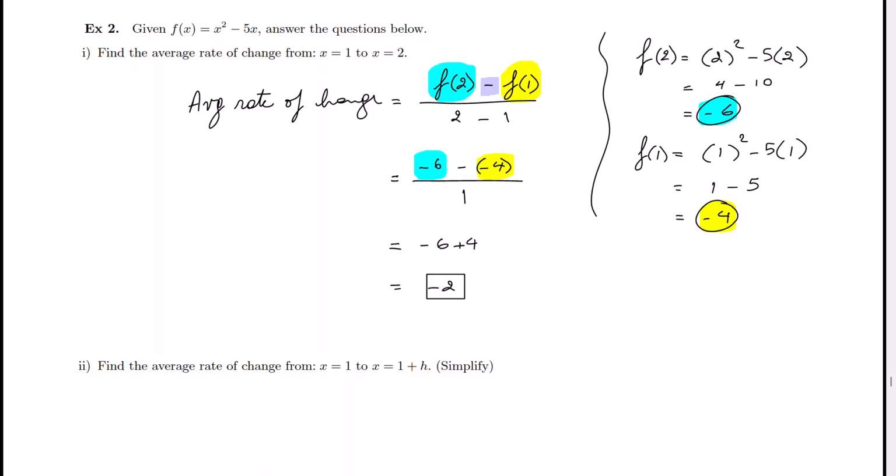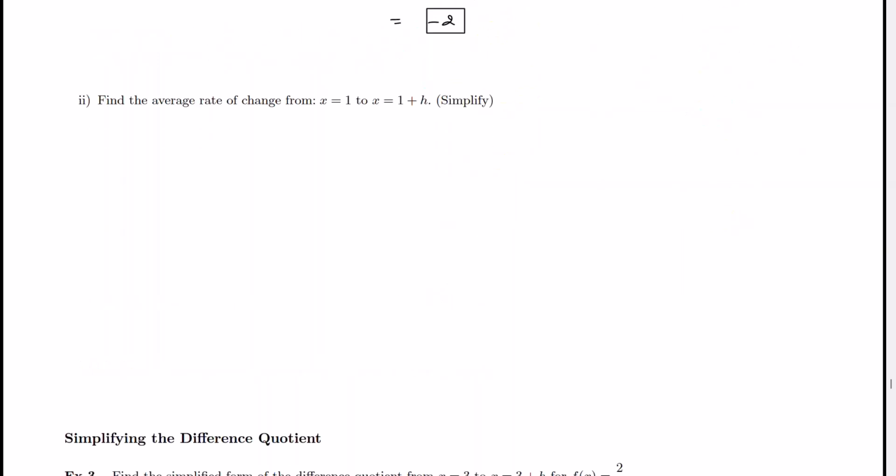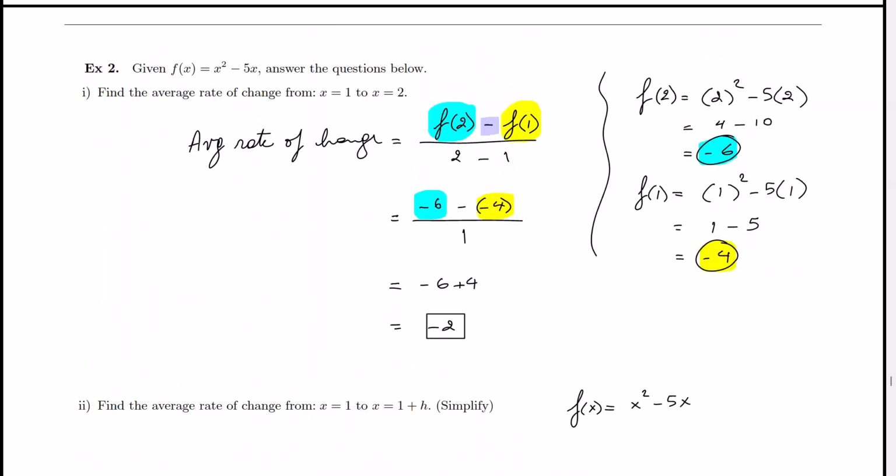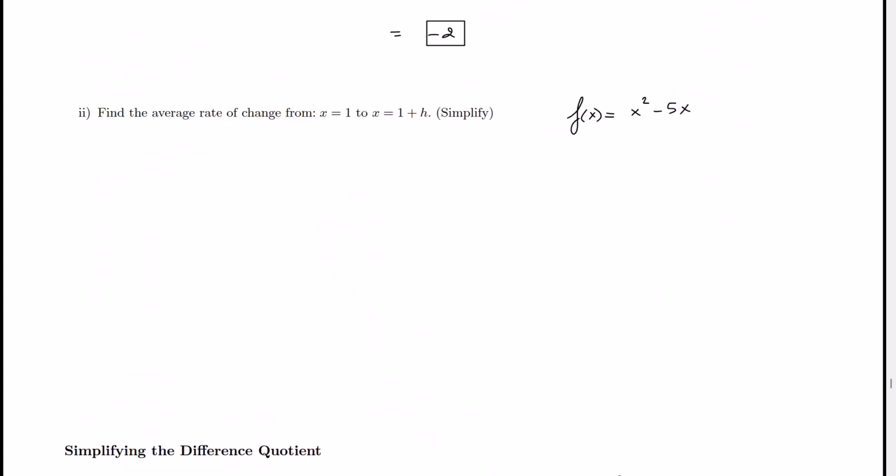Okay, so that's the end of part 1. And now for part 2, they want me to do the same thing again. So let me just record the function. The f of x we're working with is x squared minus 5x. So for this function, the one that's provided up here in the question, they want me to find the rate of change going from 1 to 1 plus h. So some distance away from 1, that's what the h stands for.